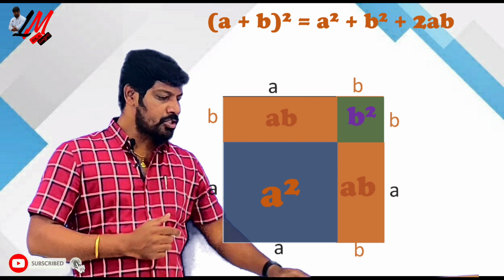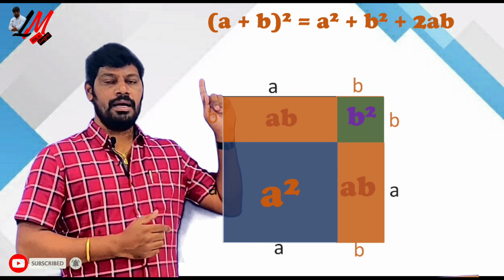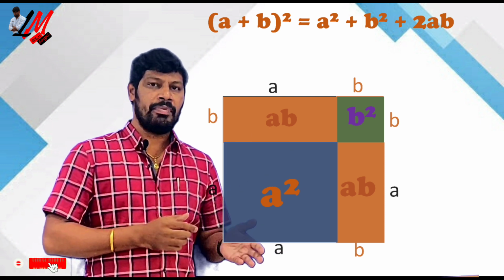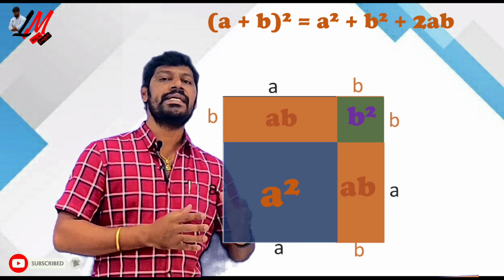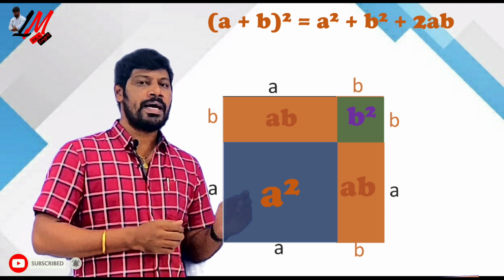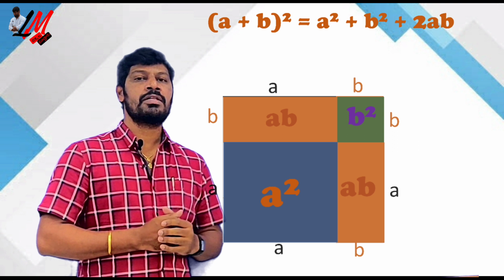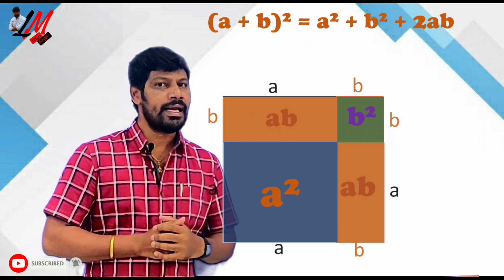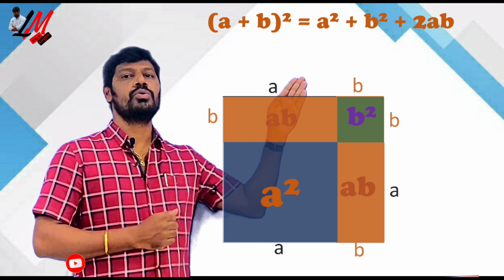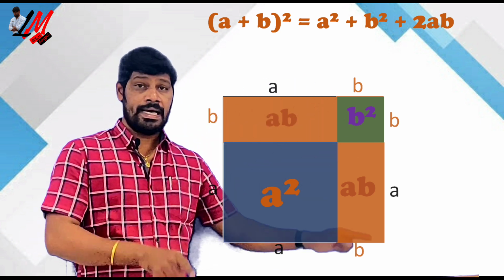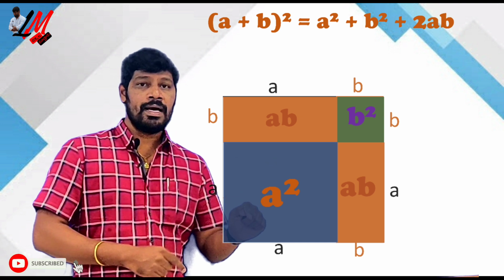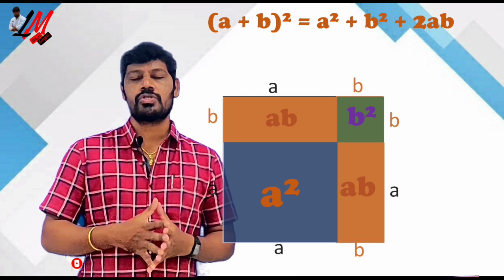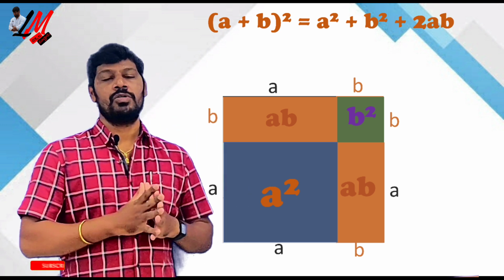So what is the entire square's area? (a + b)². But the entire square is divided into four parts. What are those four parts? One big square, one small square, and two identical rectangles. What is the area of the big square? a². The small square? b². What is the area of each rectangle? ab. How many rectangles are there? Two, so 2ab. So (a + b)² = a² + b² + 2ab. This is how we understand (a + b)².